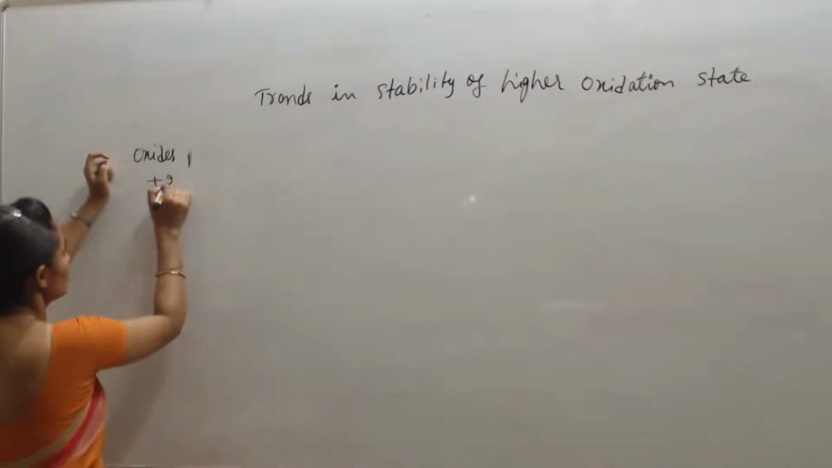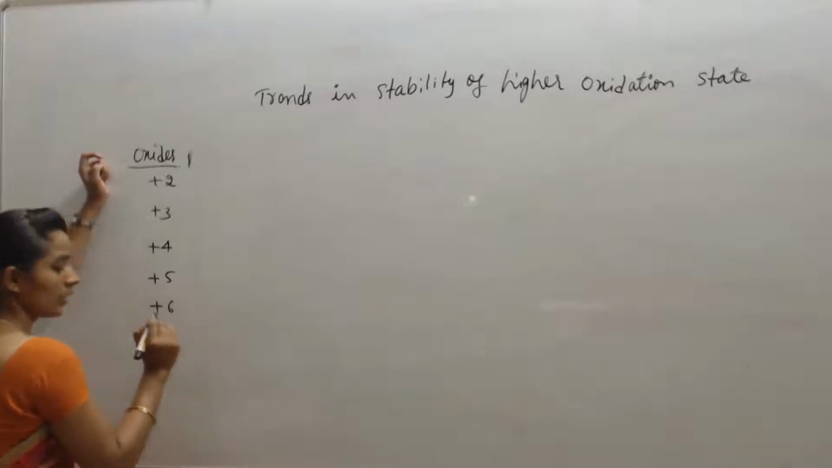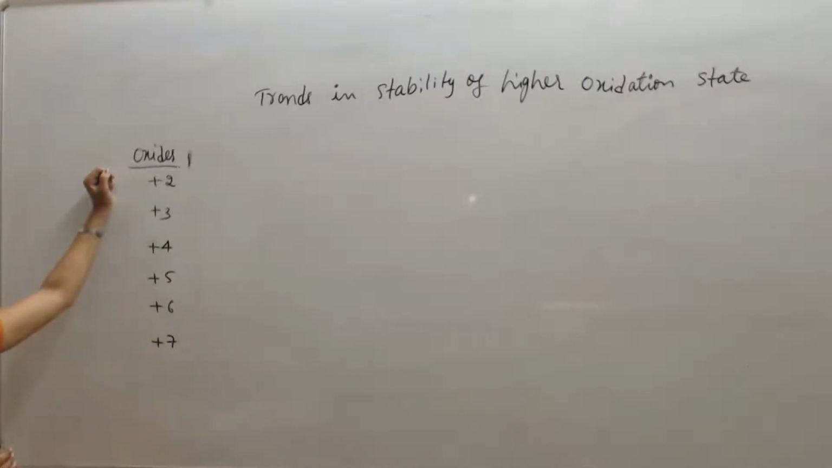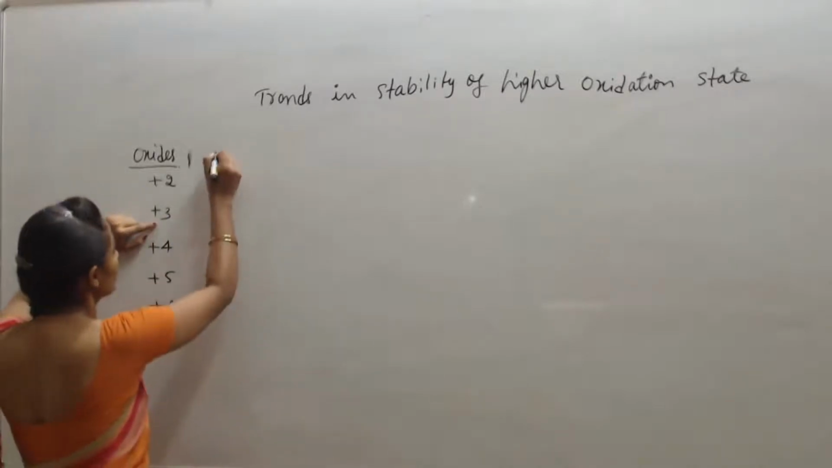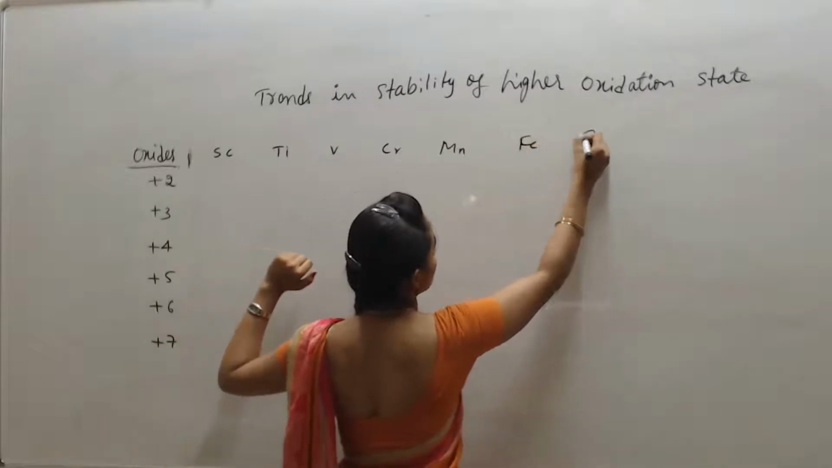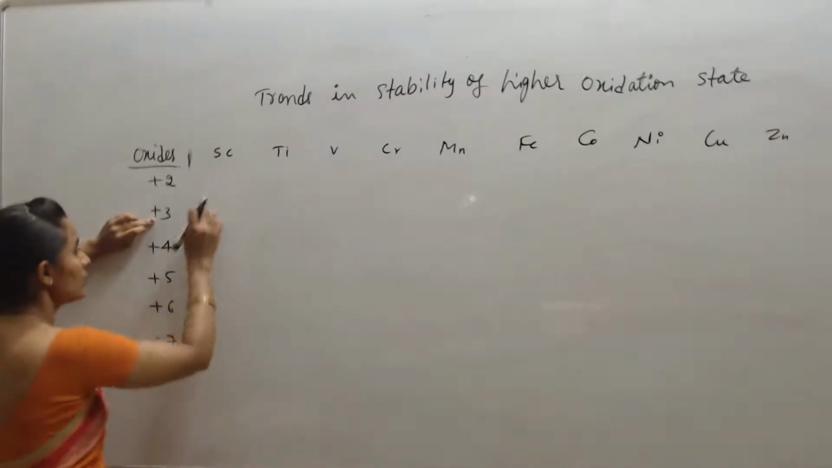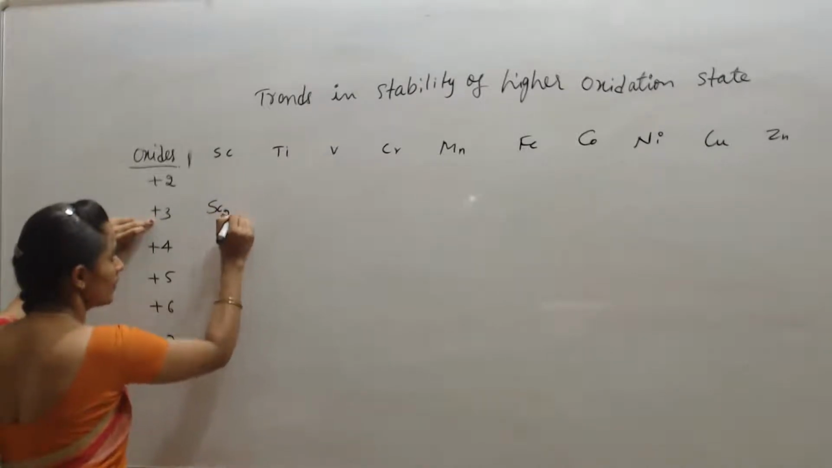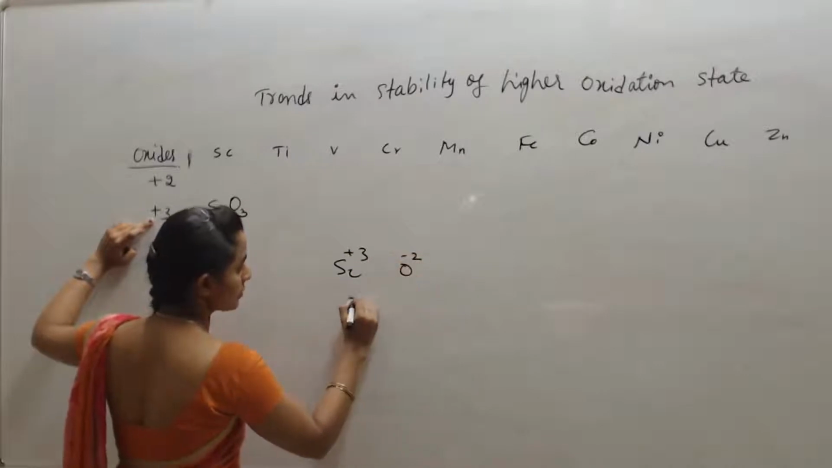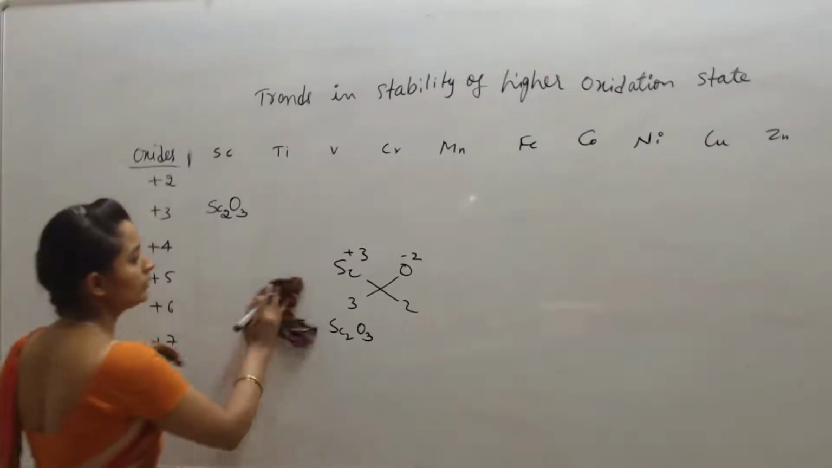That is +2, +3, +4, +5, +6 and +7. So here what happens? All the elements show or form oxides in their respective oxidation states. For example, scandium, titanium, vanadium, chromium, manganese, iron, cobalt, nickel, copper, zinc. So students, as I told you, scandium shows +3 oxidation state, which means it has the formula Sc2O3. Why does this come? Listen, scandium is in +3 oxidation state, oxygen is -2. This is 3, this is 2. If we cross multiply, we get Sc2O3. In the same way we do it for all the metals.